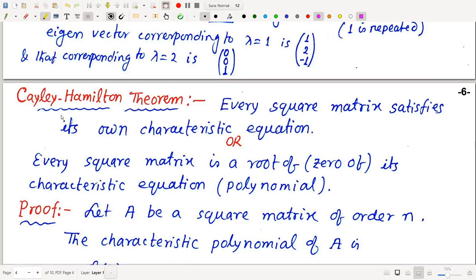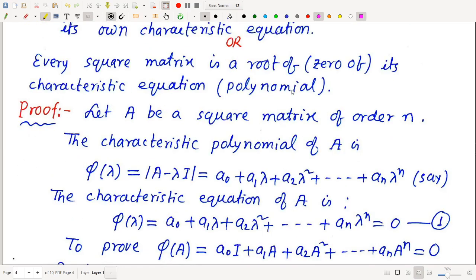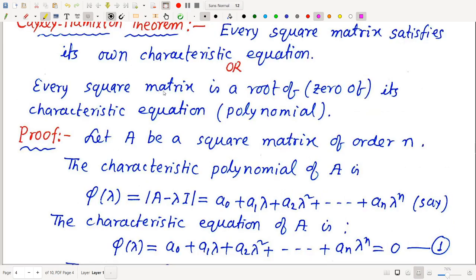Now, let us see the Cayley-Hamilton theorem. What is that? The statement is: every square matrix satisfies its own characteristic equation. Or another way you can say, every square matrix is a root of its characteristic equation. Or it can be said, every square matrix is a zero of its characteristic polynomial. Zero of a polynomial means root of the corresponding polynomial equation.